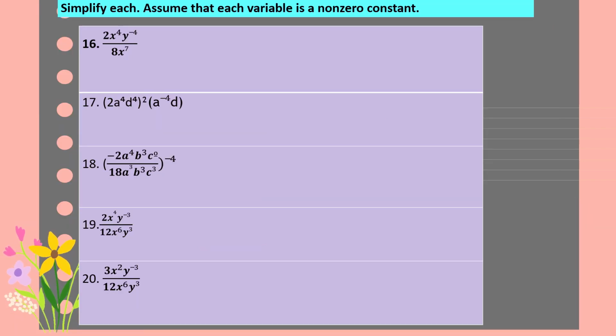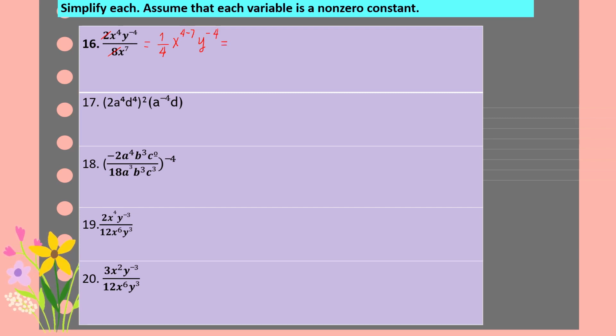Number 16. In number 16, we will apply the quotient rule. So 2 and 8 are divisible by 2, so 2 divided by 2 is 1, and 8 divided by 2 is 4. And then x raised to the 4 divided by x to the 7th power is 4 minus 7, and then copy the y raised to negative 4.